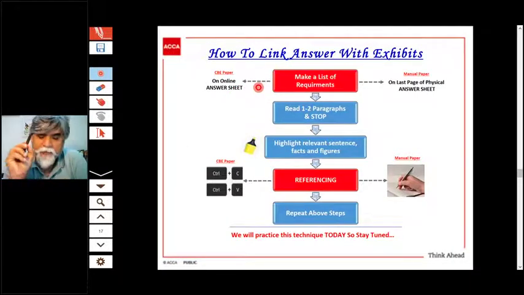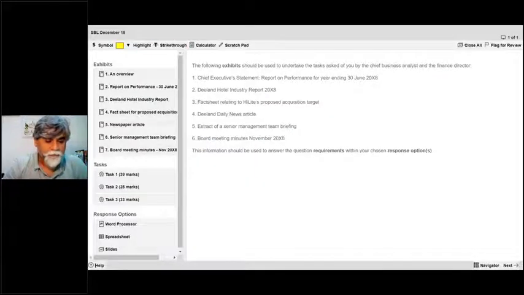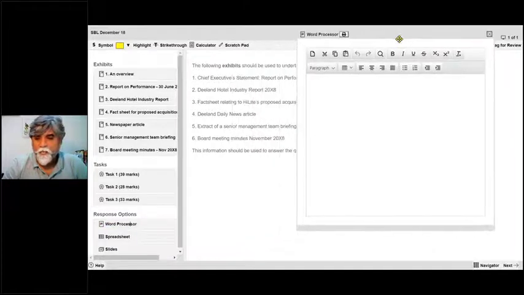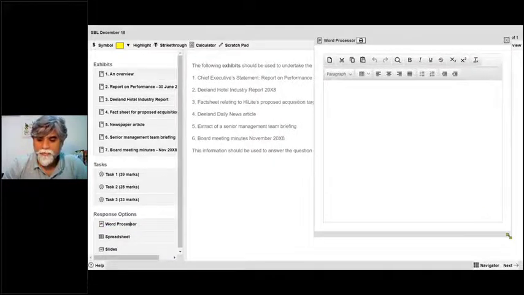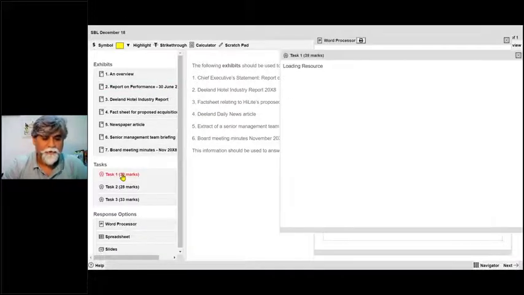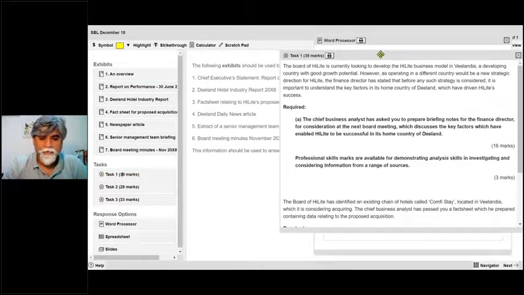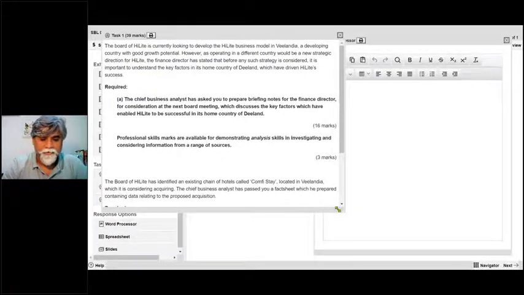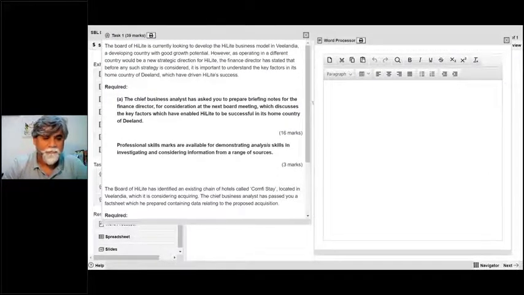So now I will make the list of requirements. I will do it on CBE. So I go to the CBE. I will open the word processor. I will take it on one side. Then I will open task 1. I will bring this on this side. I will reduce it a bit. And can you see the requirement A?